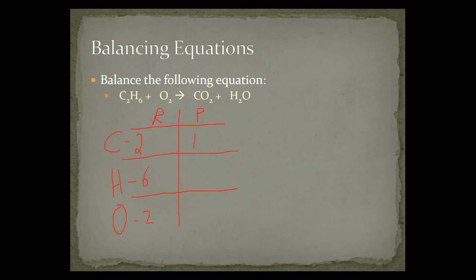How many hydrogens? I see 2. And how many total oxygens? Well, I see 2 in the carbon dioxide and 1 in the water, so that's a total of 3 oxygens. So is this balanced? Heck no. 2 and 1, 6 and 2, 2 and 3, nothing is balanced, okay?